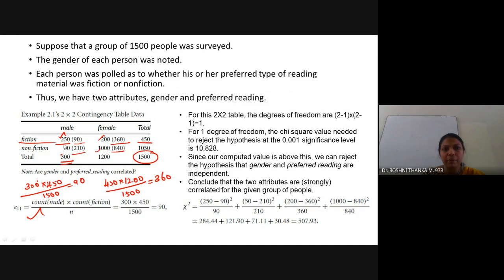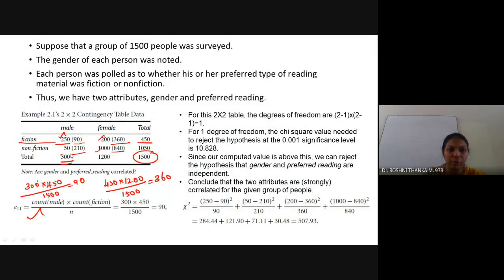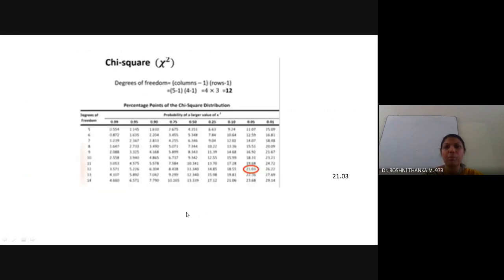So the observed value is 250 minus the expected value 90, the whole square divided by 90, plus, since it is a bigger value, we put it in a table. Here we have only four values, so we can directly write it. For this 50, we write 50 minus the expected value 210, the whole square divided by 210. Then for this one, 200 minus 360, the whole square divided by 360. And for this, 1000 minus the expected value 840, divided by the same value. The sum of all will give you the chi-square. So that is the formula of the chi-square, don't forget.